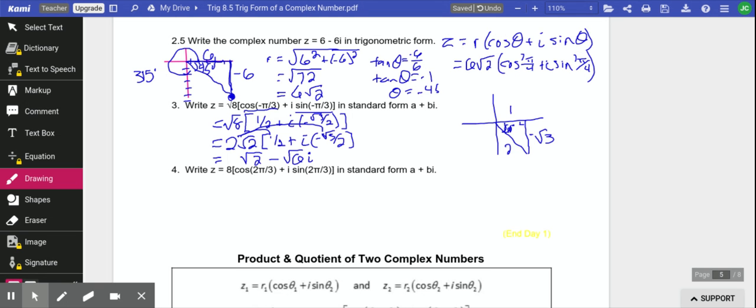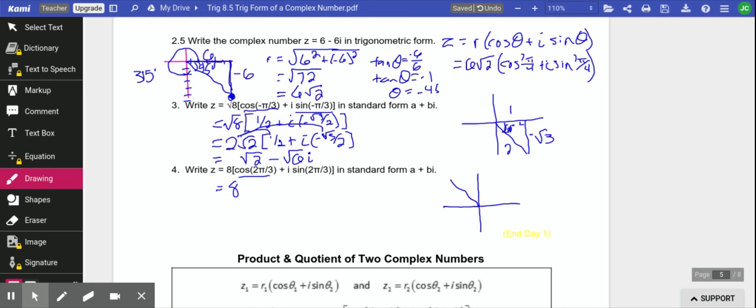Okay, let's try the next one. We're going to do the same thing. Right now, we're just going to leave that 8 alone. And we're going to evaluate cosine of 2 pi over 3. So go ahead and draw that. 2 pi over 3 is in the second quadrant. The lines are hard to draw straight.